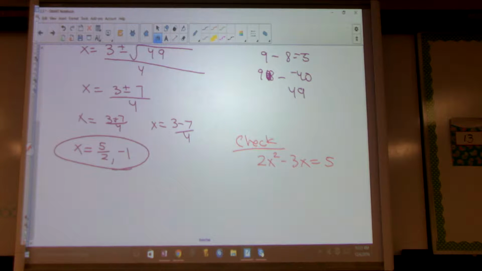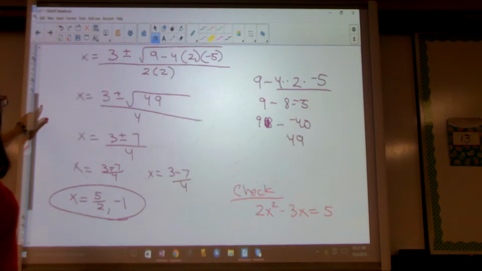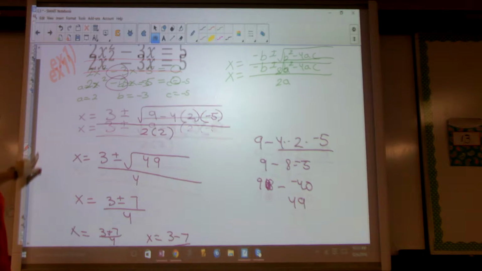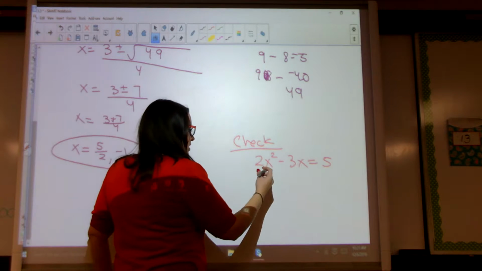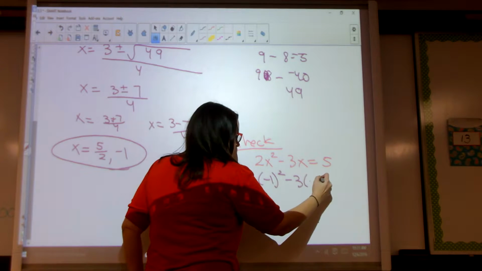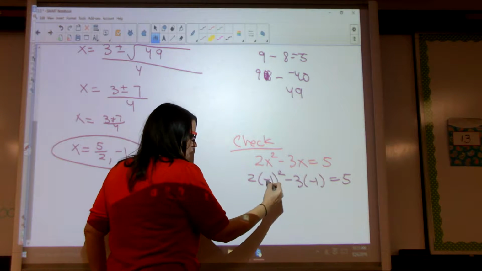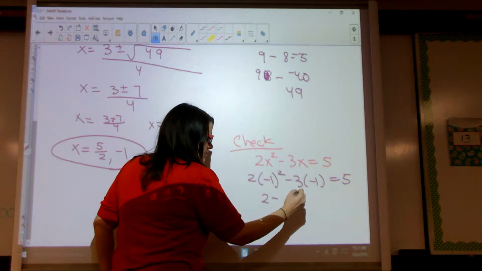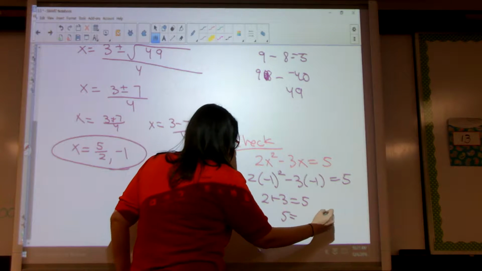Okay, let's keep going. So we can check this one. Was that the correct equation? 2x squared minus 3x equals 5. Let's check it. Let's plug in -1. So I have 2 times -1 squared minus 3 times -1. Square that, it'll become +1. Then +3. So I get 5 equals 5.